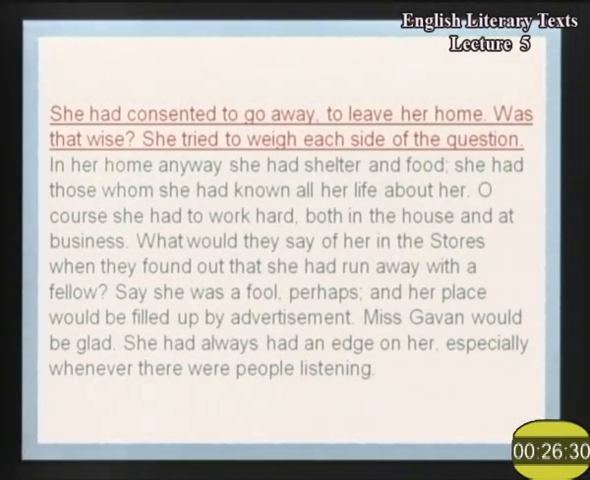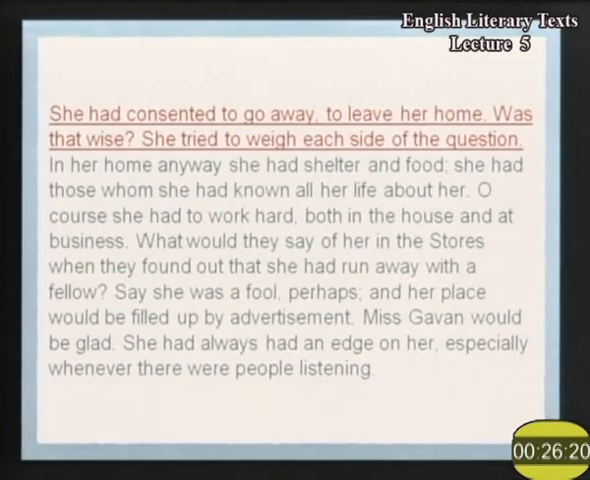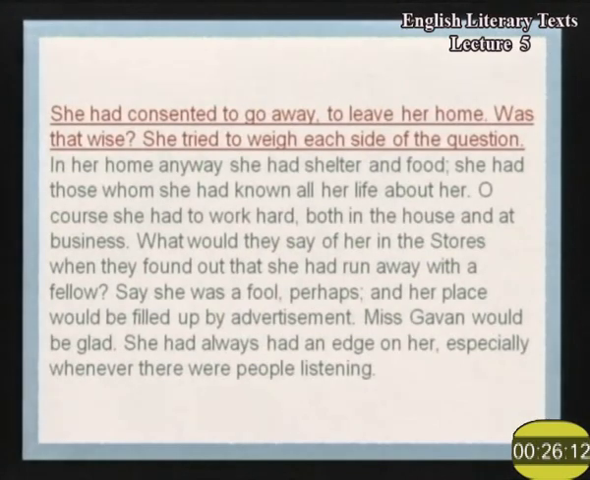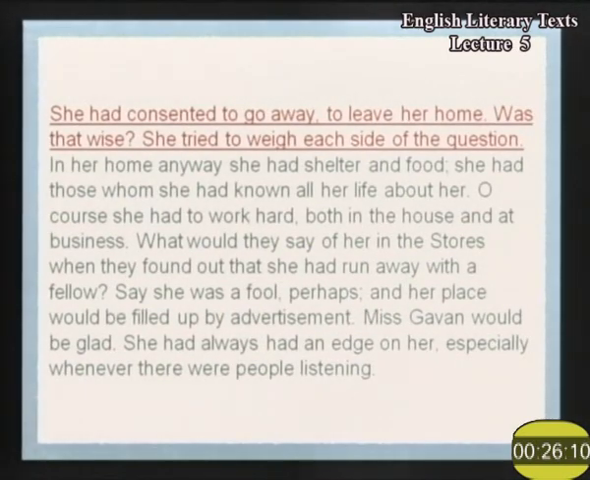We next have another complication, which is where she's leaving with somebody that she believes she is in love with. "She had consented to go away, to leave her home. Was that wise? She tried to weigh each side of the question."